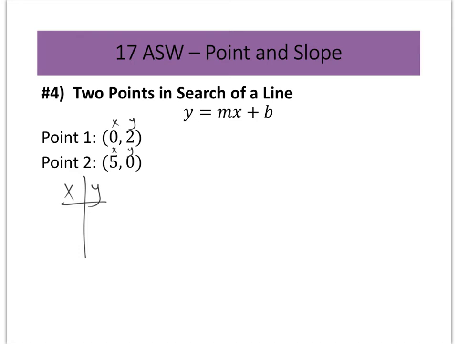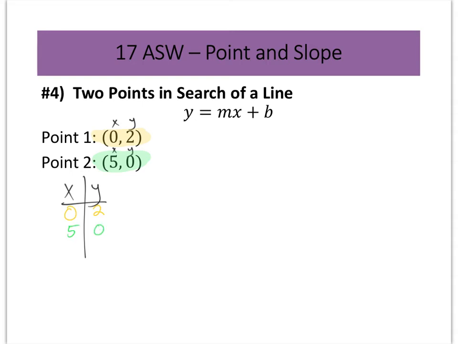So I'm going to do this top one in red. I'm just trying to color code. Actually, let's use a different color. Let's use yellow. Yellow for the first one and green for the second one. So in yellow, we've got 0 is our x value and 2 is our y value. And in green, 5 is our x value and 0 is our y value.